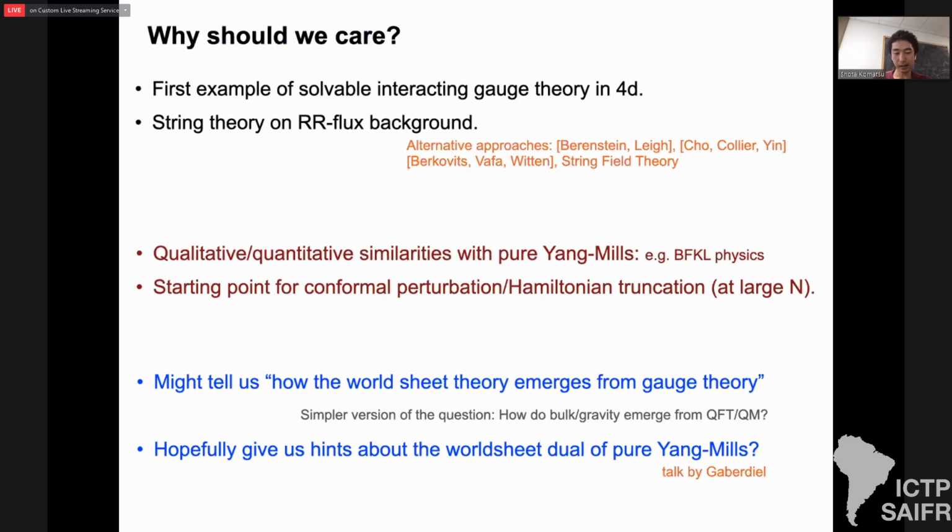And finally, once we succeed in solving N=4 super Yang-Mills, hopefully it might give us some hints about the worldsheet dual of pure Yang-Mills. And I guess there will be some related comments in the talk by Matthias tomorrow.